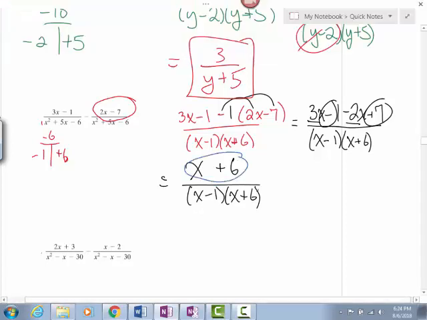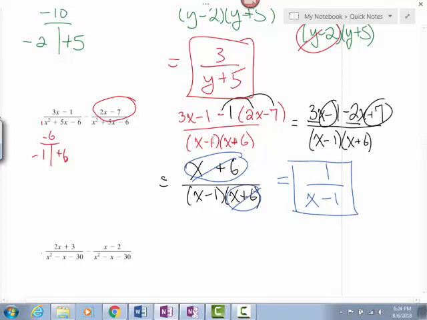Again, this factor here and this factor here are exactly the same. They'll cancel out. So I'm left with a 1 on the top and an x minus 1 all on the bottom. Very good.